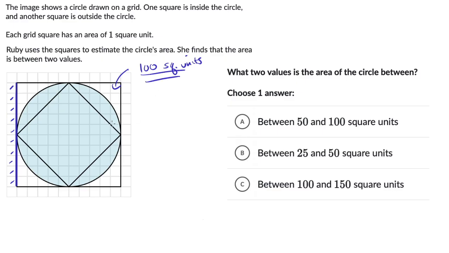And actually, if we look at the choices, we can already see that there's one that has 100 as the upper bound. So we actually already know that A is the choice. But let's see what the area of the smaller square is. I'm guessing it is going to be 50, but let's validate that.